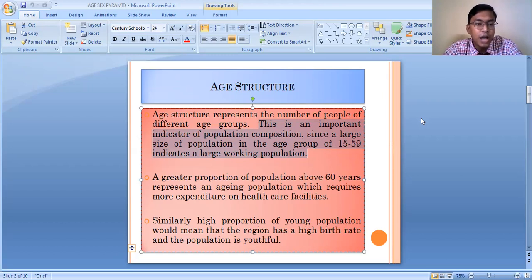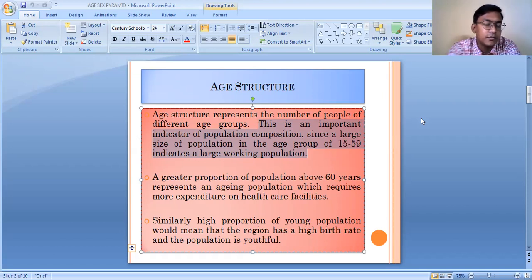For our convenience we have classified the age groups here into three groups: 0 to 15 years, 15 to 59 years, and 60 years and above. So here you see 0 to 15 years. Who are this group of people? They are the children who are engaged in studies and education, and they are totally dependent on their parents. Again, 15 to 59 years are the working population, who can do various kinds of work to earn their livelihood.